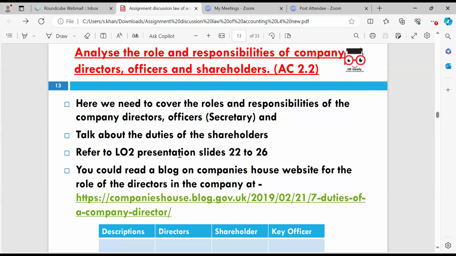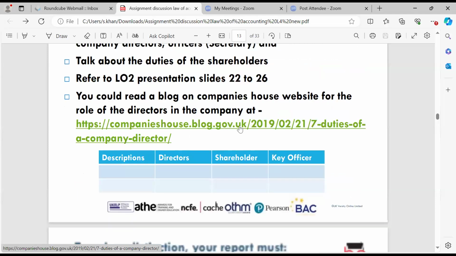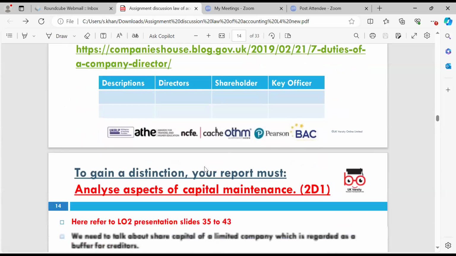Do not use bullet points, okay? That's not an academic piece of work. It needs to flow. Do you understand? Because you've got your heading, you just need to write about it under your heading. Do you understand that? Yeah? You can also refer to Companies House website for the role of directors on there. So the link is there for you to go on it. And it's a really good link. It looks at the duties of company directors.